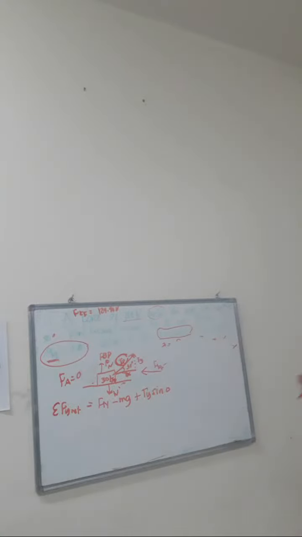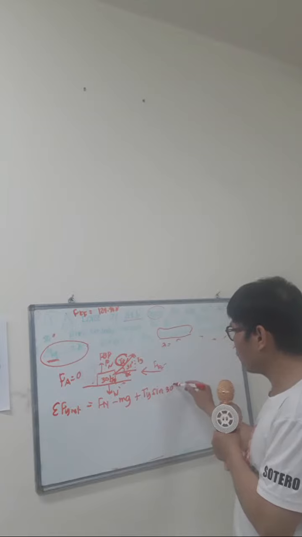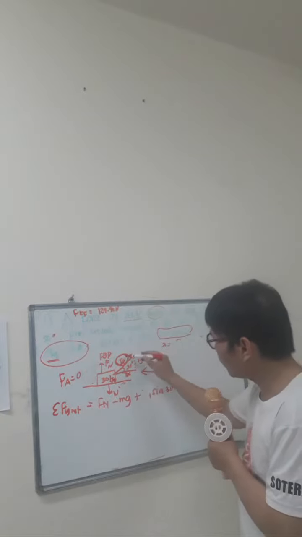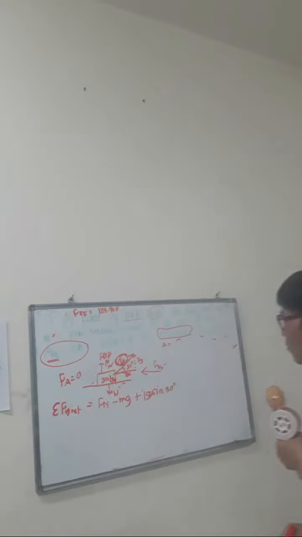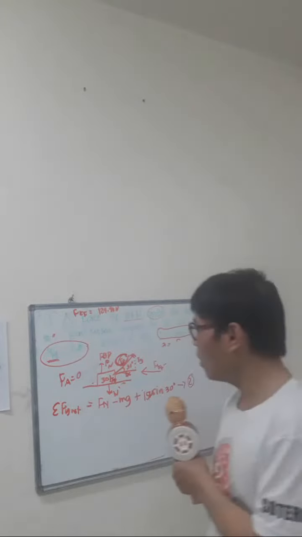Sine theta is equal to the opposite side over the hypotenuse. Sine of 30 degrees, and your hypotenuse is TF, so 150. Substitute here. So that gives you equation 2, together with equation 1. It's going to be like that.